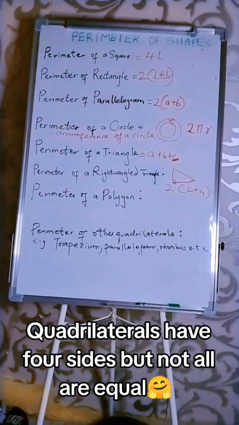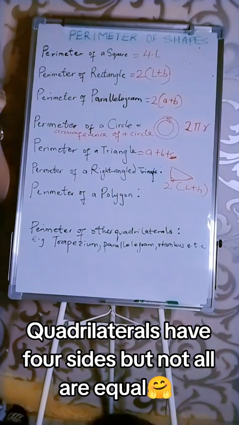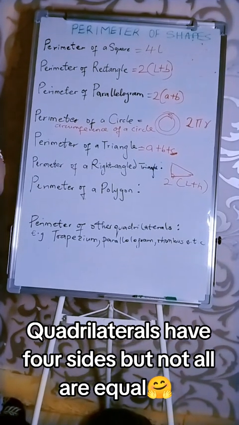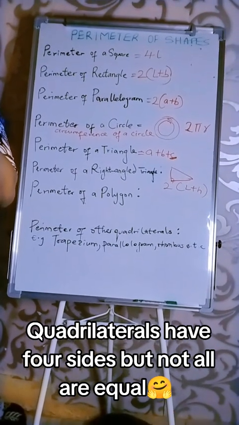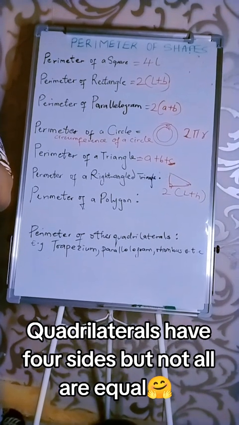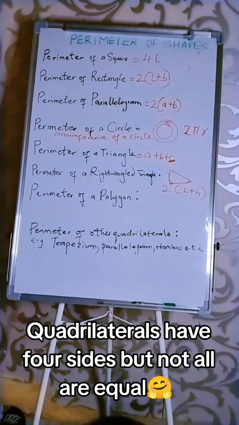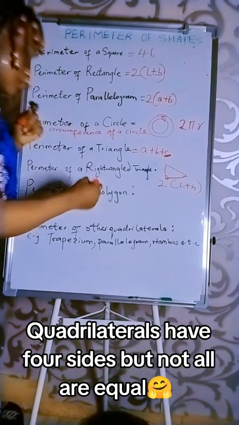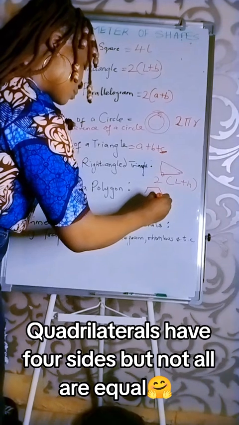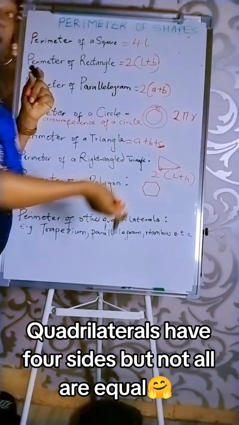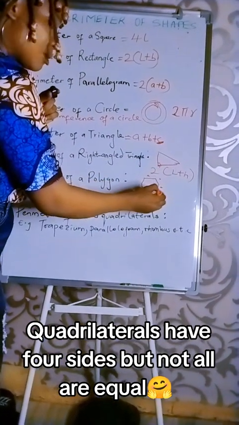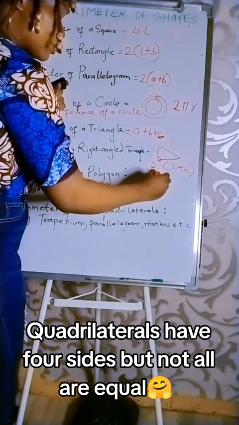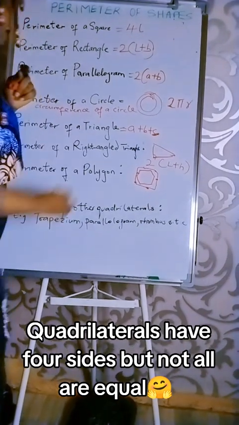Then perimeter of a polygon. You know what a polygon is? We have quadrilateral, pentagon, hexagon, heptagon, octagon, nonagon, decagon. So for all of them, their perimeter is calculating all the sides. Example, hexagon, 6 sides. The sides are equal, or we have 6 sides, they must not be equal. So the perimeter is what? Adding all the sides, we have the perimeter.